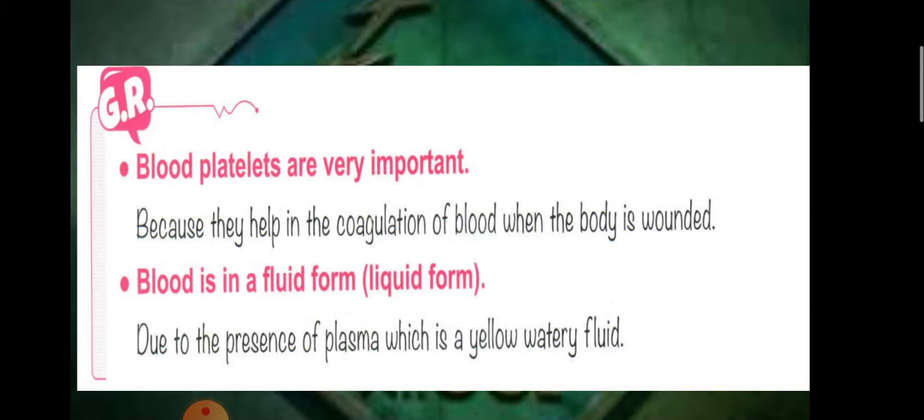Okay, I have here a give reason. If he told me the blood platelets are very important, so we say the function of the blood platelets, because they help in the coagulation of blood when the body is wounded, and you can complete that it helps in healing wounds. The blood is in a fluid form or a liquid form, as I told you before. This is due to the presence of what? Of plasma, and this plasma, it's a what? It's a yellow watery fluid.